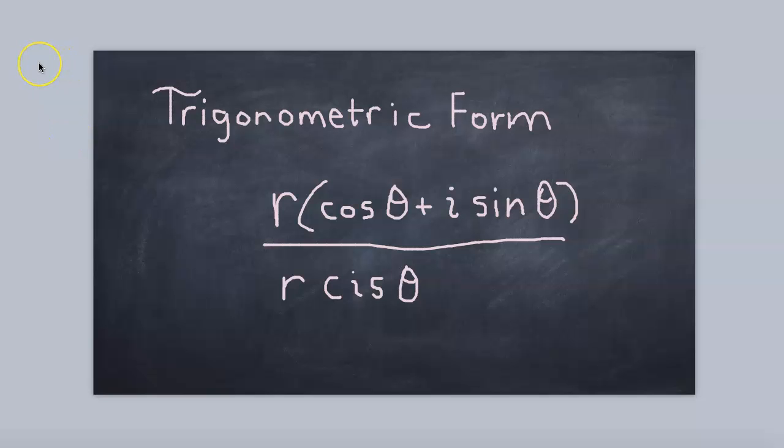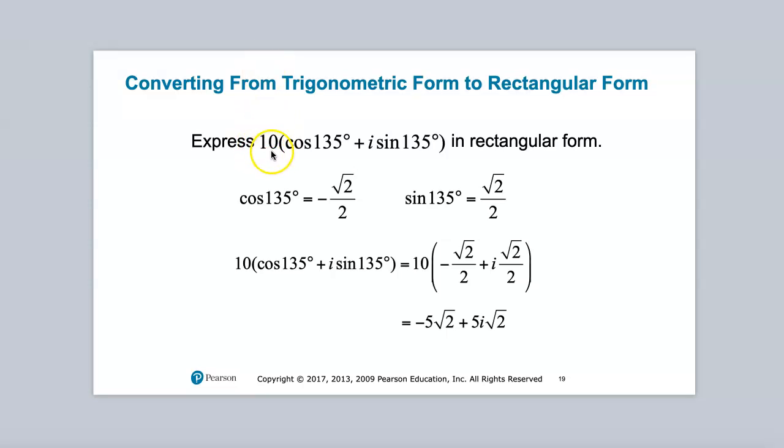So let us go back to the example. And you see r cosine theta plus i sine theta. So all we have to do is replace cosine of 135 degrees with -√2/2 and sine of 135 degrees with √2/2. And so then this expression becomes 10 times -√2/2 plus i times √2/2, and then you simplify it. So it's really that straightforward.